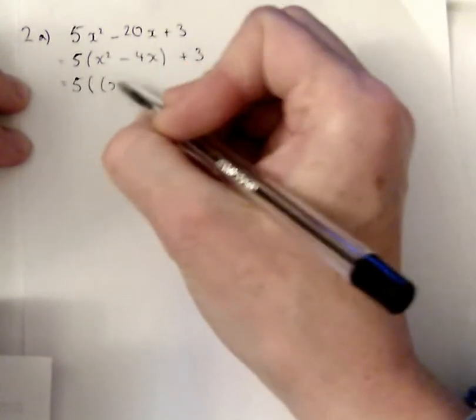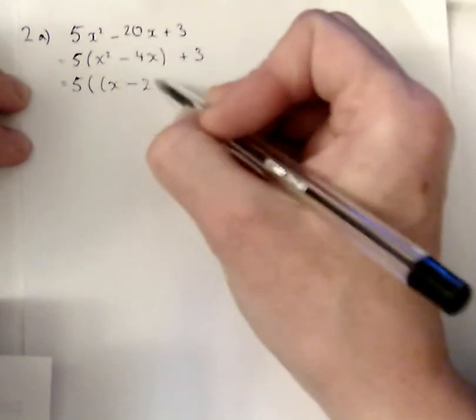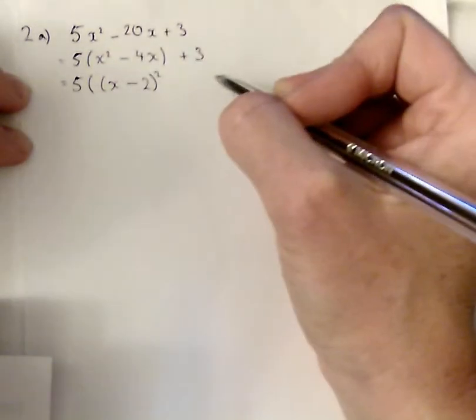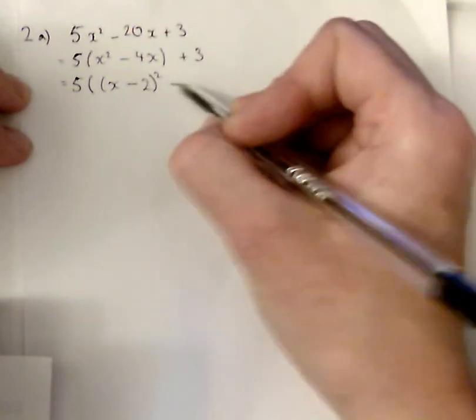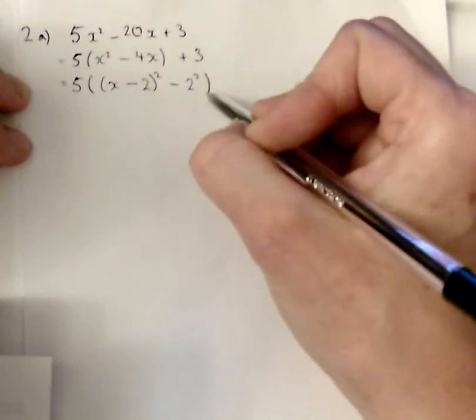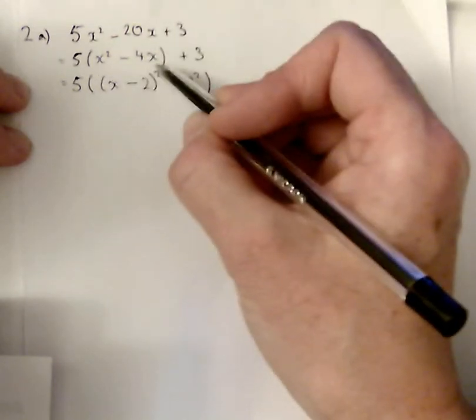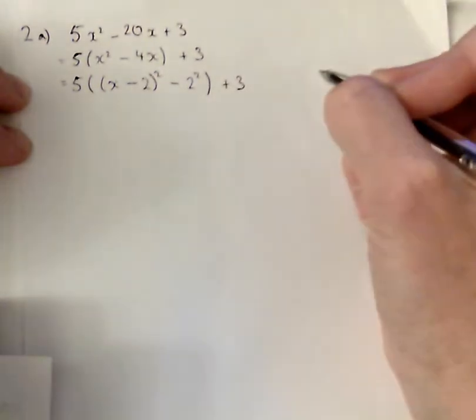So remember, we take x and then we're going to half the coefficient of x there. Then we put end of brackets and squared. Then we need to subtract the square of the number in the brackets. That completes x squared minus 4x, and then, having ended the brackets, I've got plus 3.